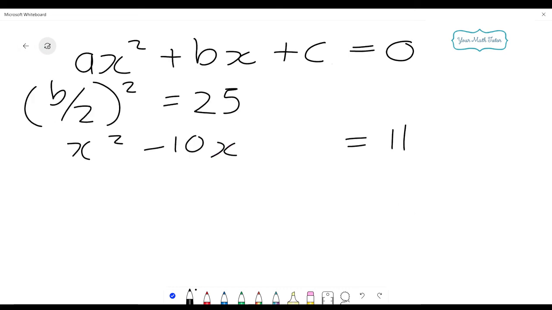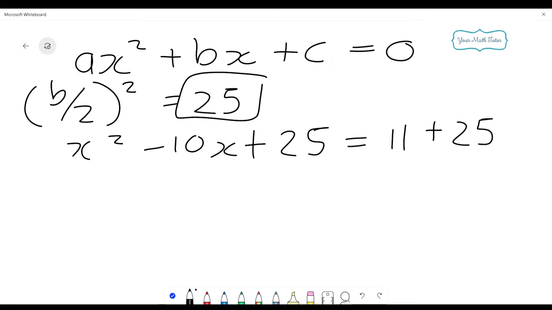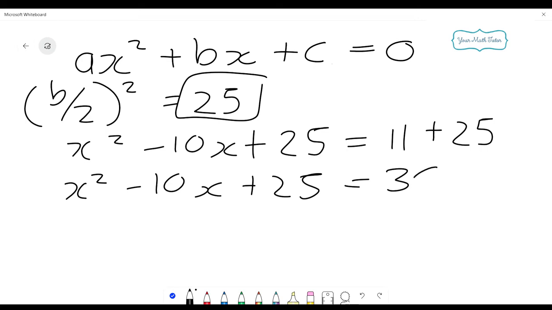So now we're at a point where we have b over 2 squared, and we have our equation as x squared minus 10x, and then a space is equal to 11. So now what we're going to do next is to add this b over 2 squared to both sides of the equation. So we're going to say plus 25 here. That's what goes into the empty space, and plus 25 on this side. And now, what does that give us? It gives us x squared minus 10x plus 25 is equal to 36.